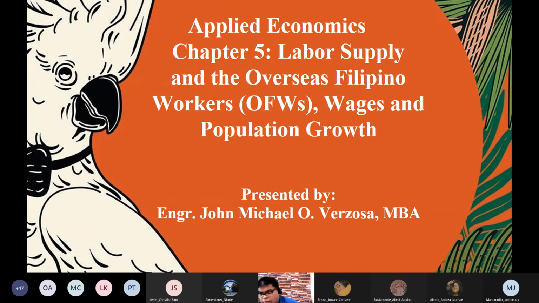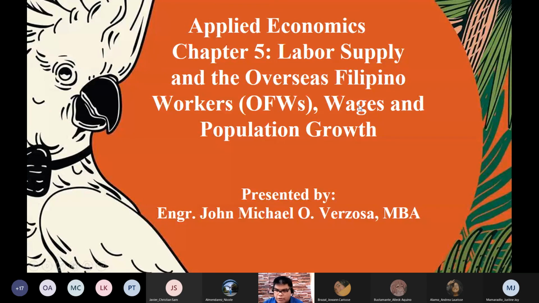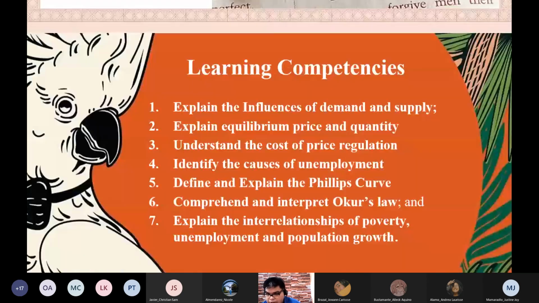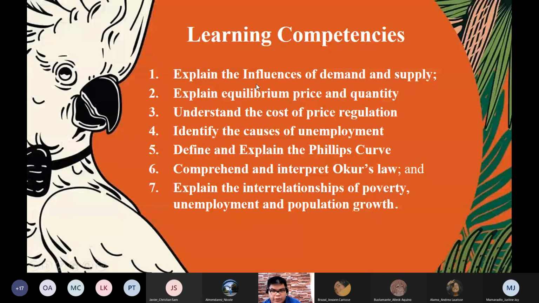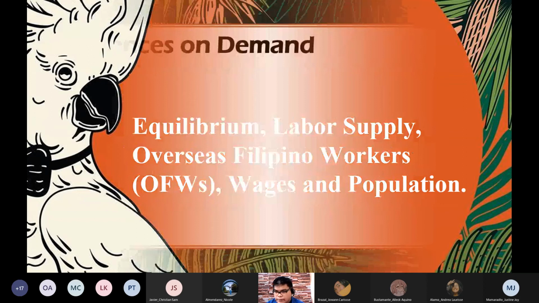Chapter 5, we will have the labor supply and the overseas Filipino workers, wages and population growth. So here are our learning competencies. I'll try to summarize it, and then we will have the recitation. Our topic is equilibrium labor supply, overseas Filipino workers, wages and population.